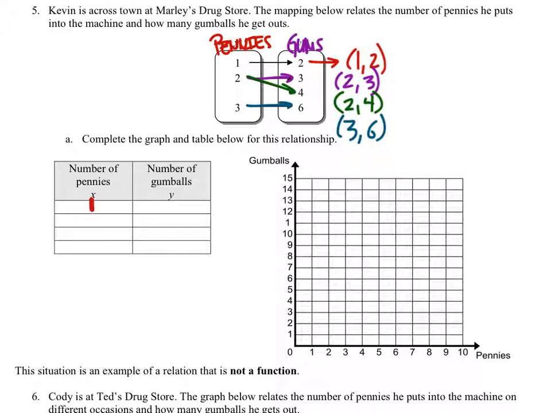We kind of filled in the values there. 1, 2, 2, and then 3. Then we got 2 gumballs, 3 gumballs, 4 gumballs, and 6 gumballs, respectively. Now, again, this graph is labeled for us, which was extremely generous. All we need to do is put the points on here. 1 penny gave us 2 gumballs. 2 pennies gave us 3 gumballs, and then 2 pennies gave us 4 gumballs, and then 3 pennies gave us 6 gumballs. So, is this one functioning? No, the machine is malfunctioning, specifically with 2 pennies.